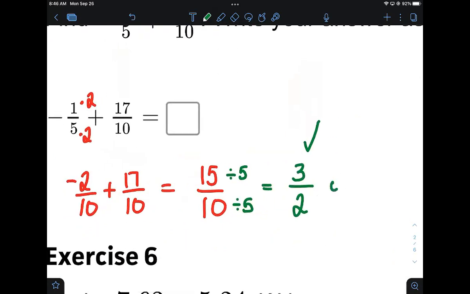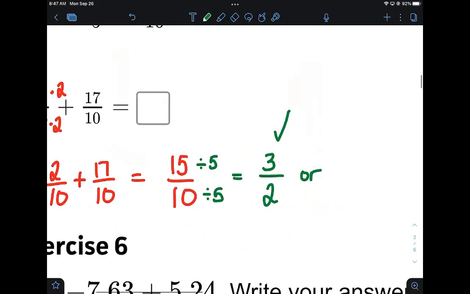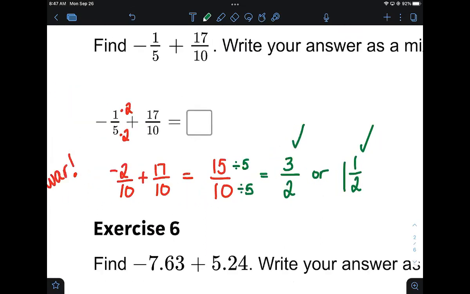For those of you that would want to write it as a mixed number, I would also give you full credit on that as well. 2 goes into 3 once with 1 left over. 3 halves is the same as 2 1/2. And so I give you full credit with that answer as well. Nope. Good try.